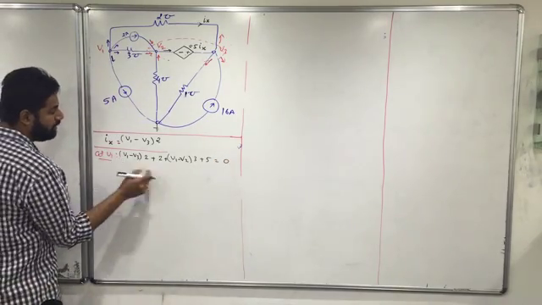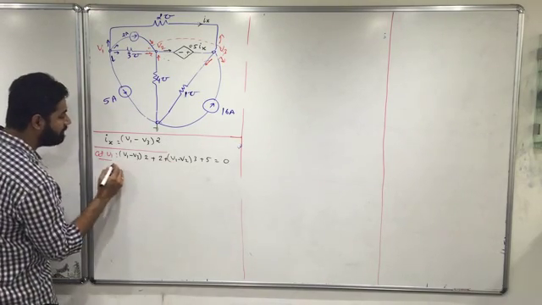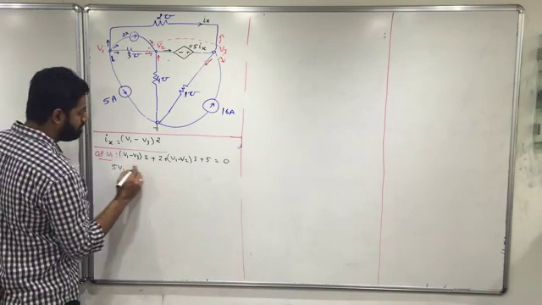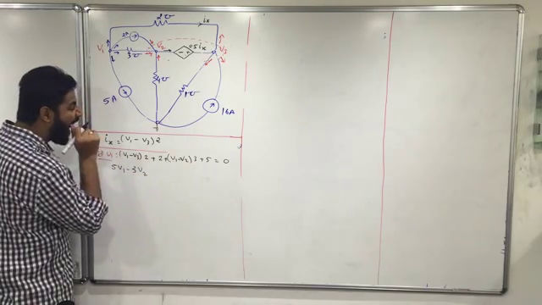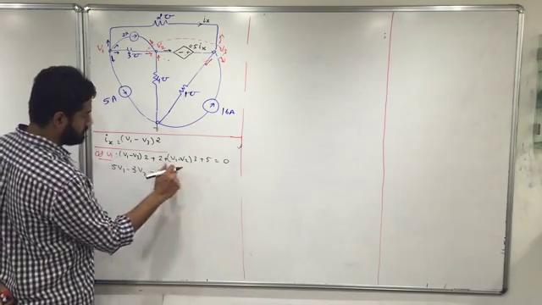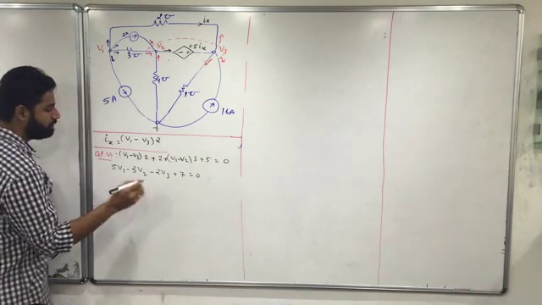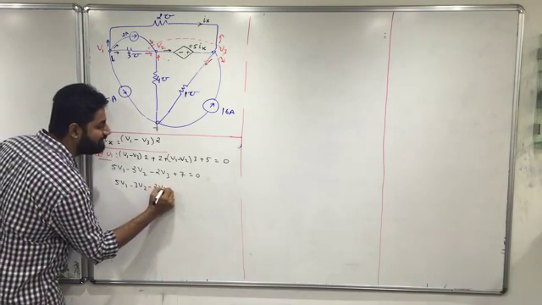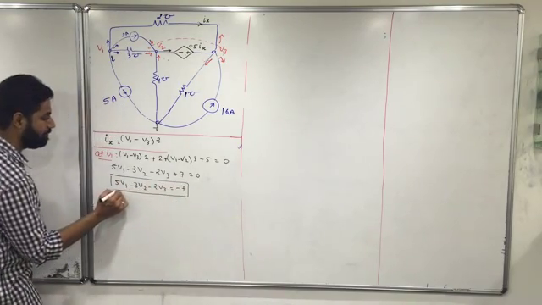Fine. Now let's open it up. We'll be having 2V1 plus 3V1, that's 5V1, minus 3V2, and minus 2V3, and this is 2 plus 5, it's plus 7, equal to 0. So I can say that 5V1 minus 3V2 minus 2V3 is equal to minus 7. It is my first equation, equation A. Clear?